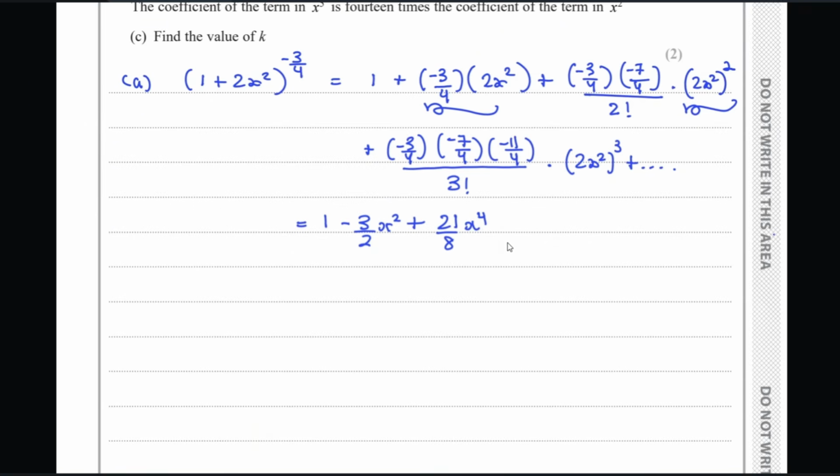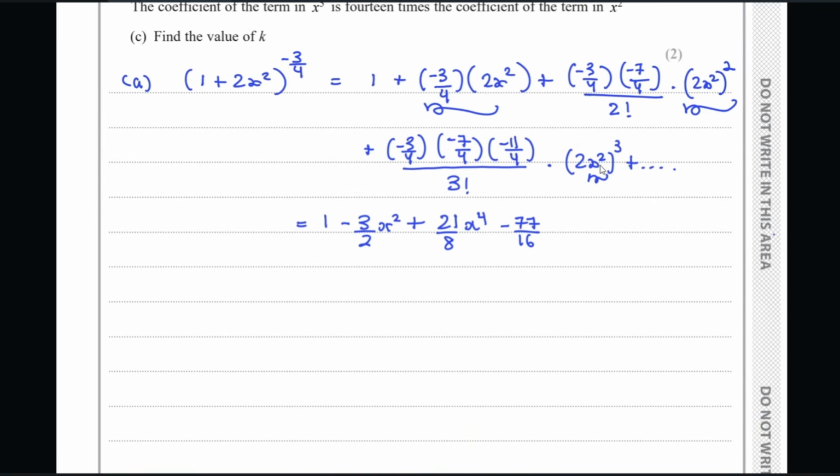So that's the second term, and then the third term. I'll be calculating all of this on my calculator, including 2 to the power 3 as well. So we have minus 3 over 4 times minus 7 over 4 times minus 11 over 4, divided by 3 factorial times 2 to the power 3. And that gives me negative 77 over 16.